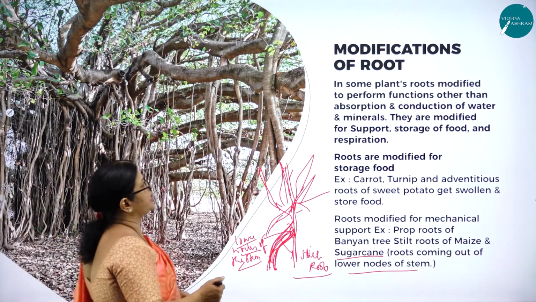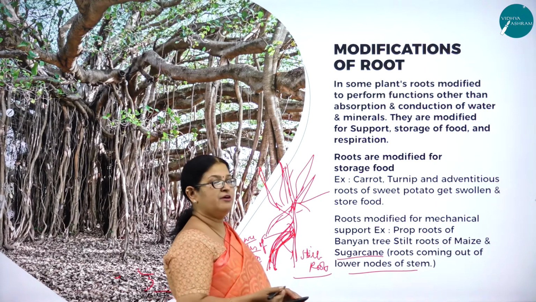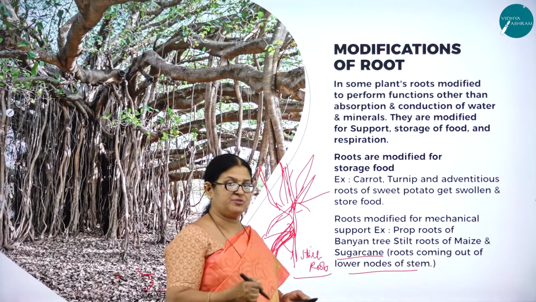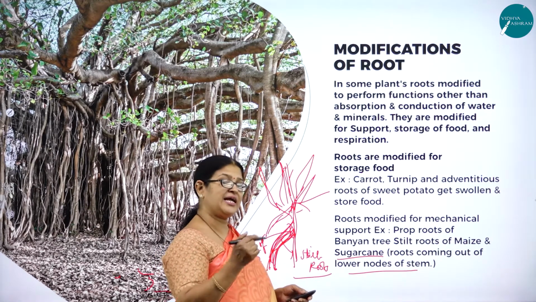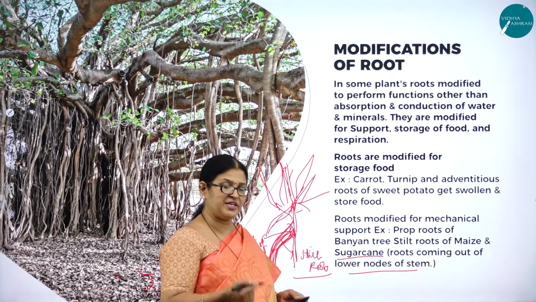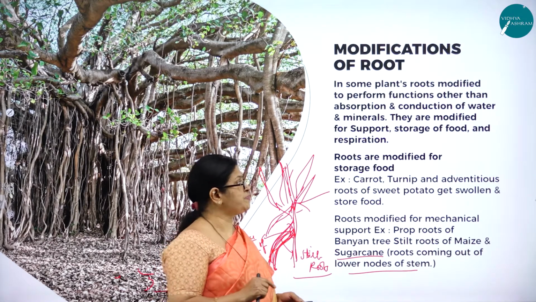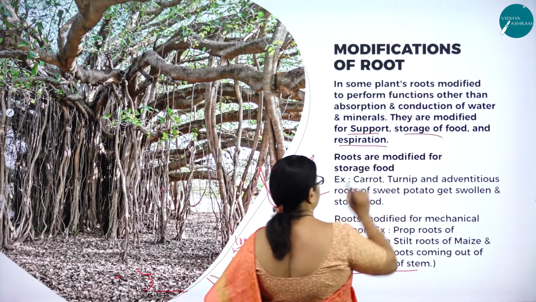So what is modification of root? In some plants, roots get modified to perform some special functions other than their original function of what? Anchorage, fixation firmly to the soil, and conduction and absorption of dissolved minerals. So other than that, if they want to perform some special function, they themselves get modified. What are the special functions? Support, storage of food and respiration.